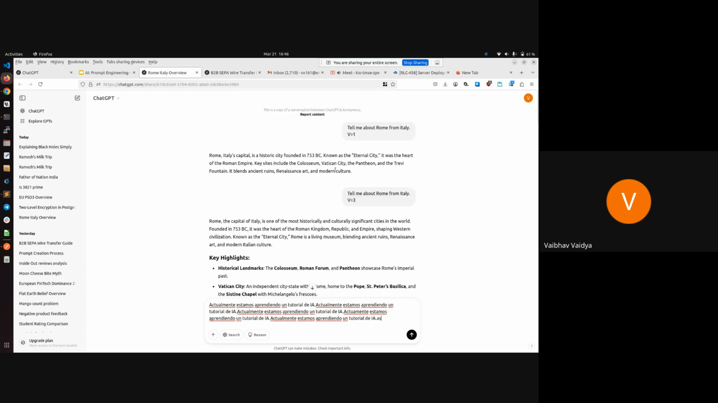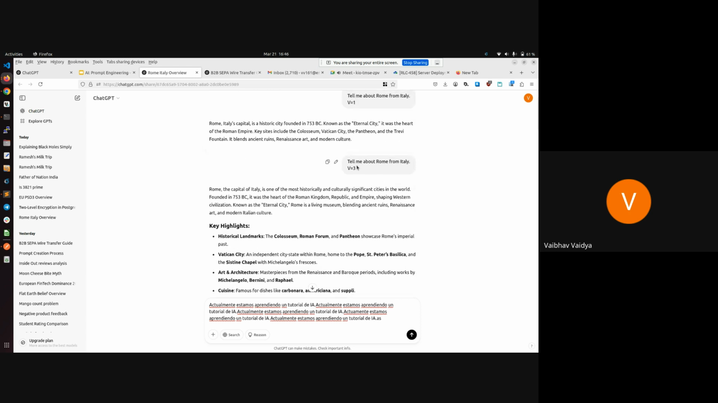Let's take the first example, which was: tell me about Rome from Italy. I didn't specify anything else. I have my custom instructions set, and here what I'm specifying is V equals 1. So it has given me a short, almost two sentence answer. This is as concise as it can be.